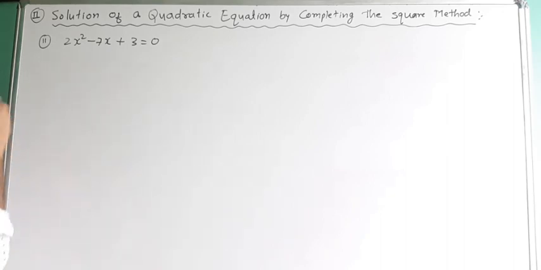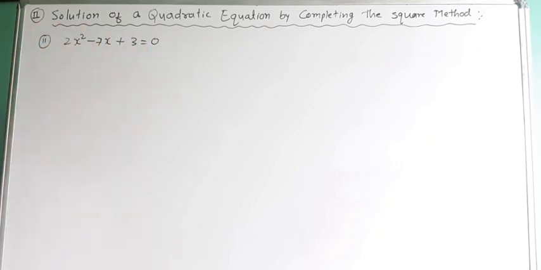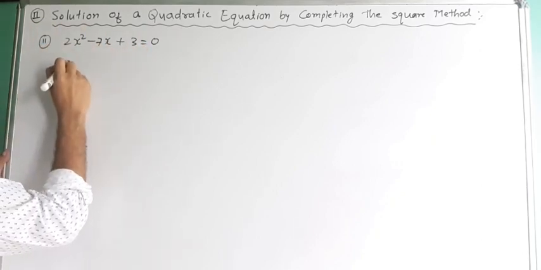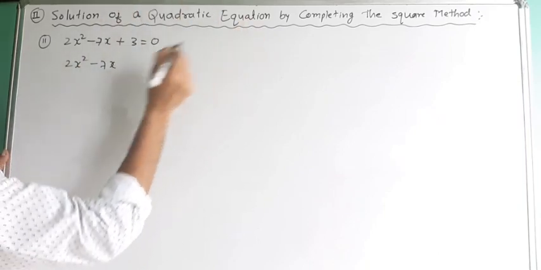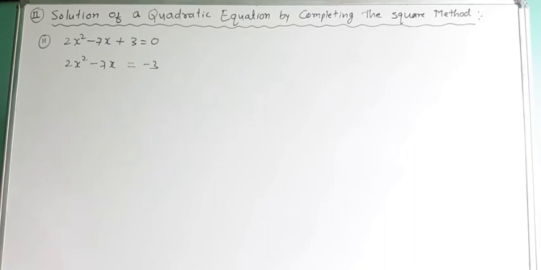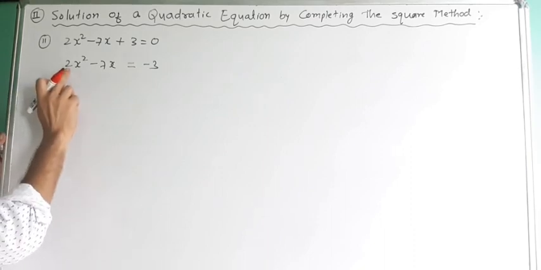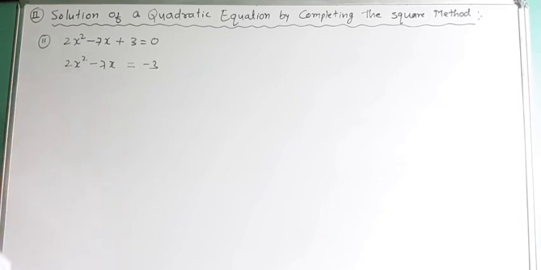Okay, we will study one more problem. The problem is 2x² - 7x + 3 = 0. We know our first step: 2x² - 7x, this 3 I am going to take to the other side, so it becomes -3. Next step: our new formula is provided that the coefficient will be 1. So to make this coefficient 1, we have to divide by 2. So we divide all the terms by 2.